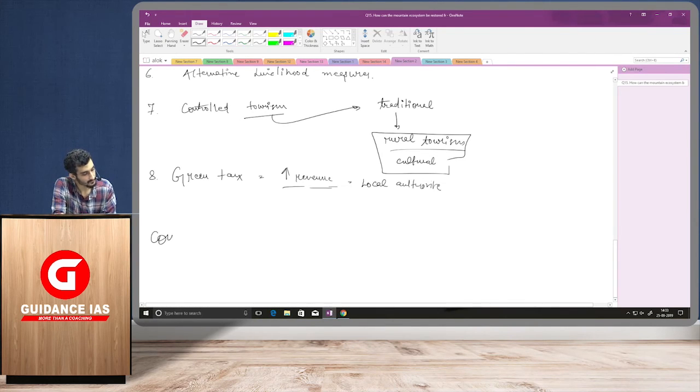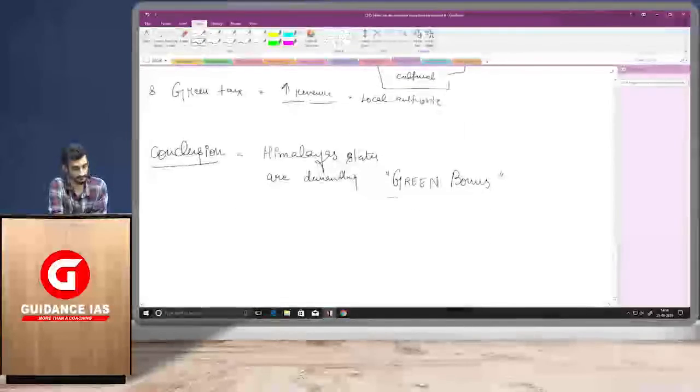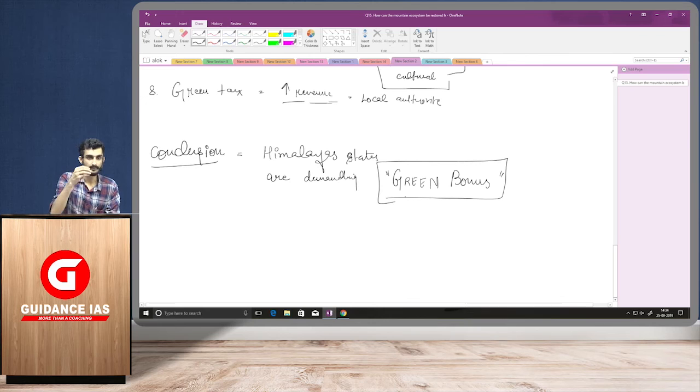And in the conclusion, again you can give a very futuristic possibility, like the Himalayan states are demanding what we call a green bonus for the conservation activities undertaken. And so these demands should be met at the earliest so as to ensure that these ecosystems will be safe for future generations. You can conclude on these lines.